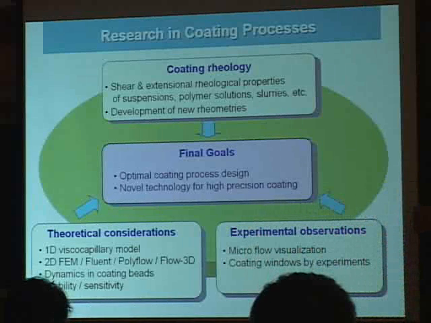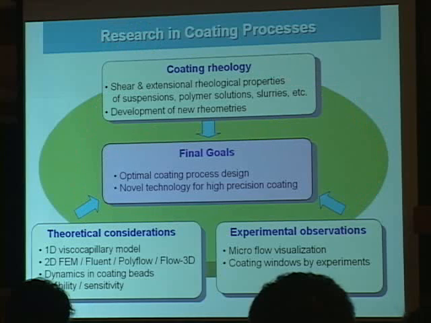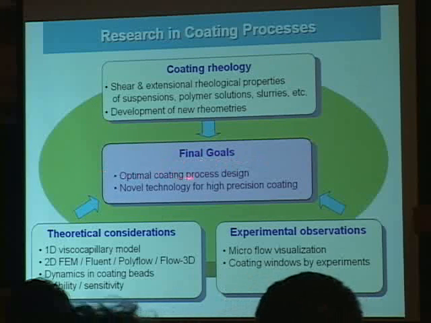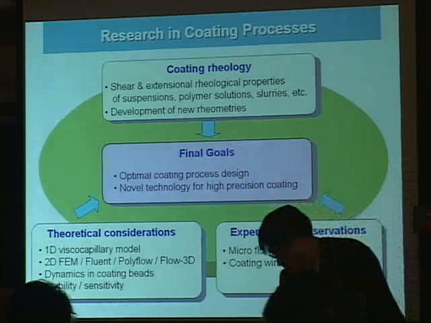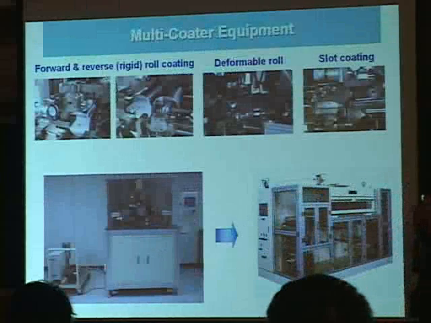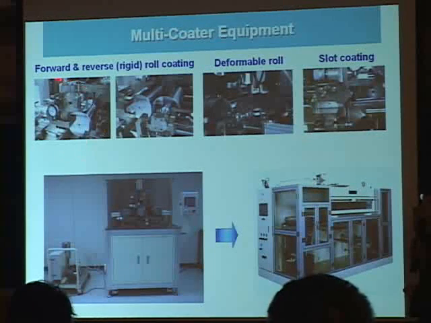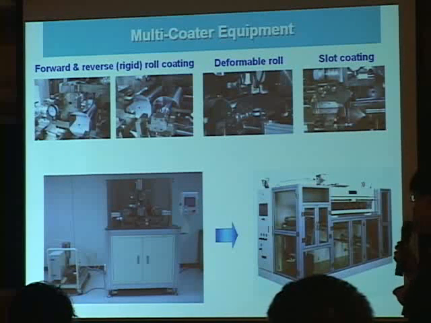This is the overall structure of our coating research areas. To achieve the final goals of optimal coating process design and technology, coating rheology, numerical simulation, and flow visualization experiments have been systematically combined. Our research center has a small-scale multi-coater system, including forward roll, reverse roll, deformable roll, and slot coating systems. Also, we implemented flow visualization devices in this system.